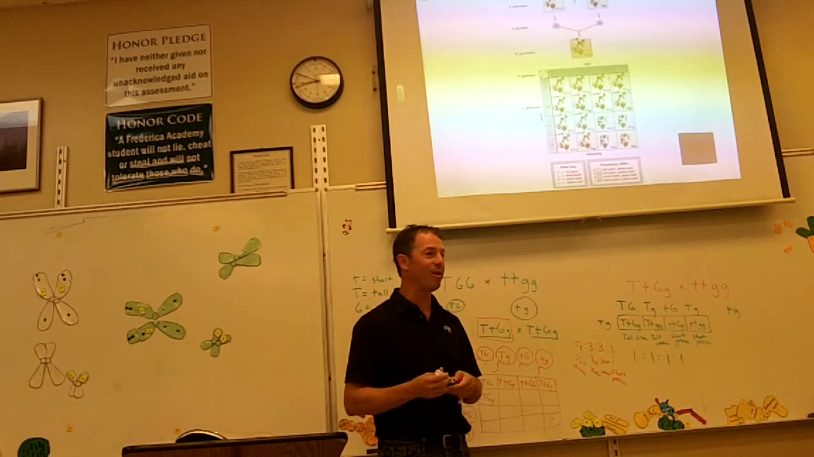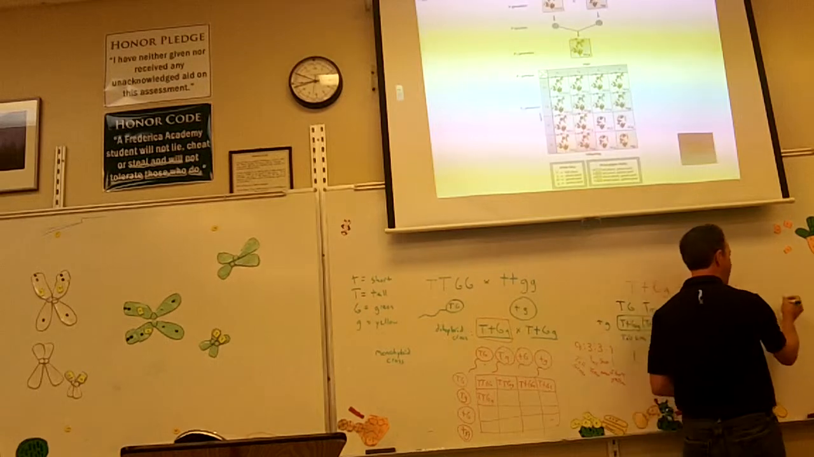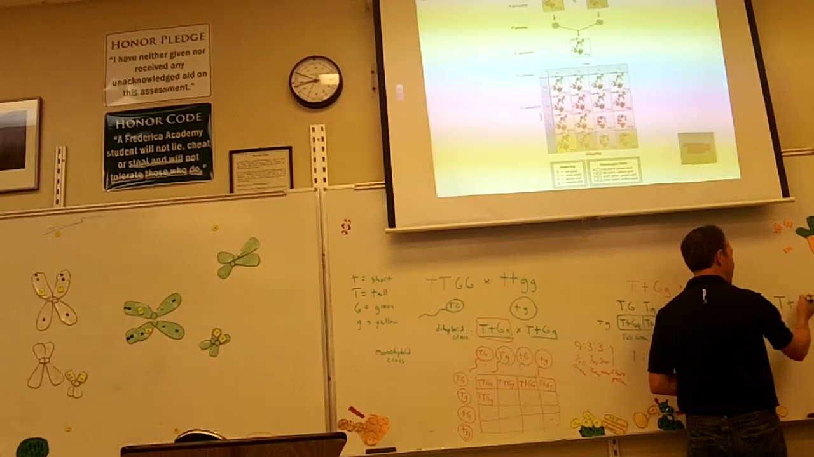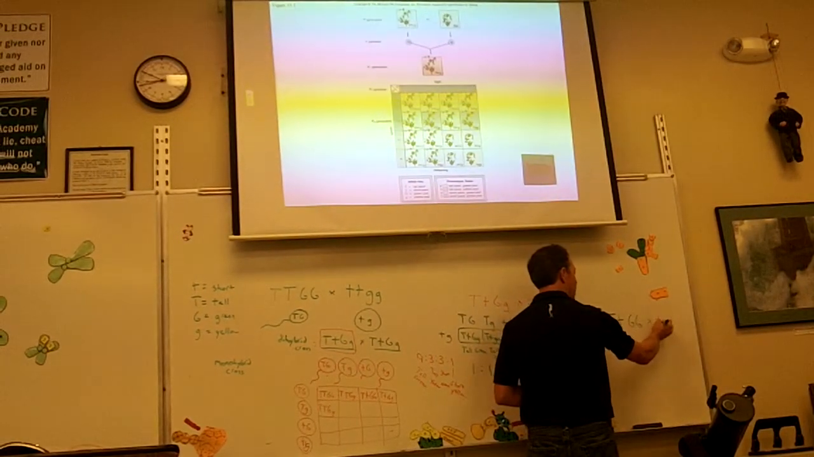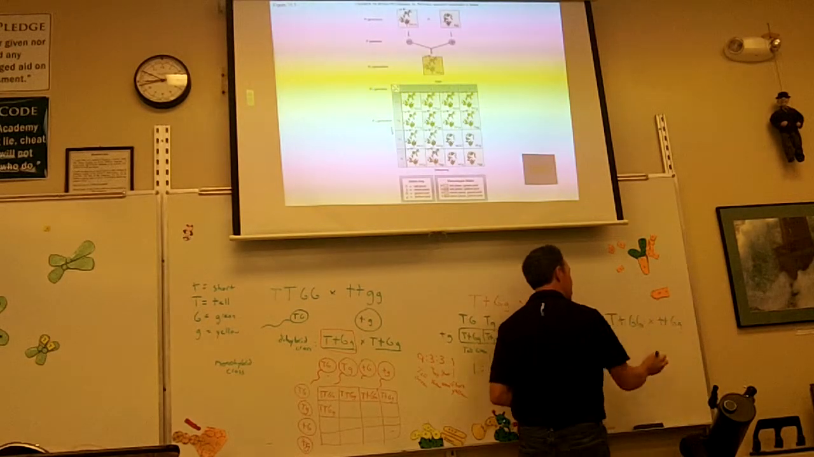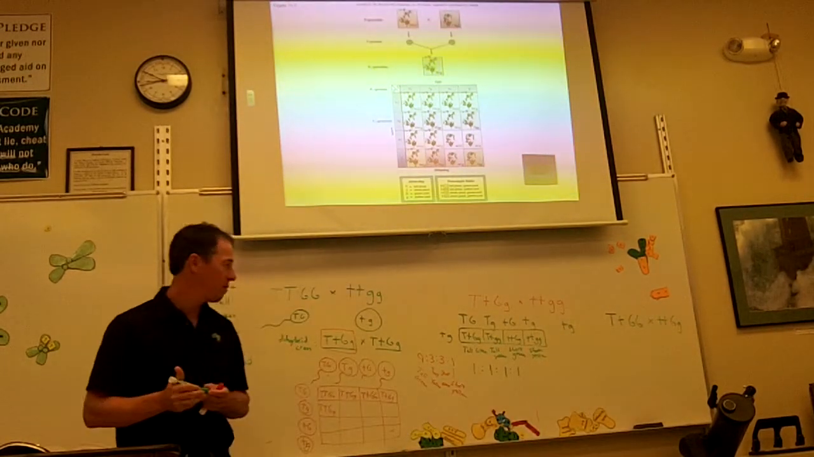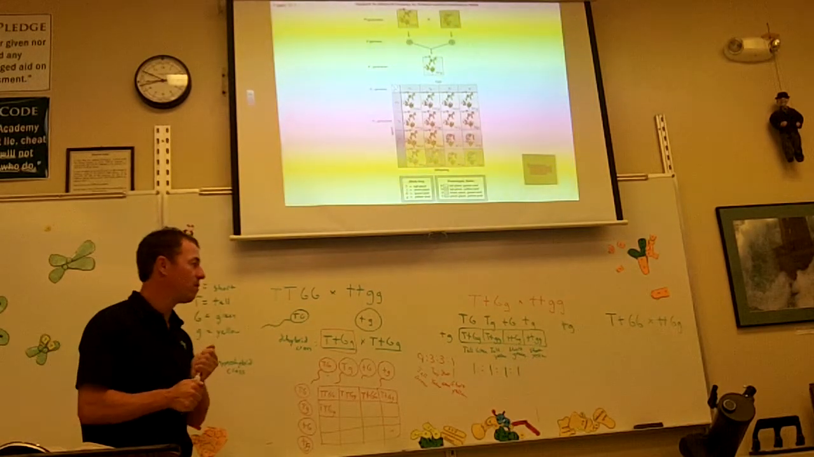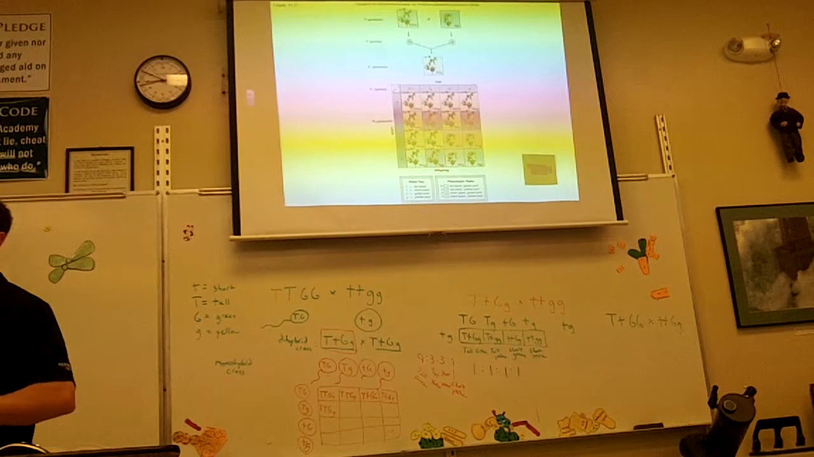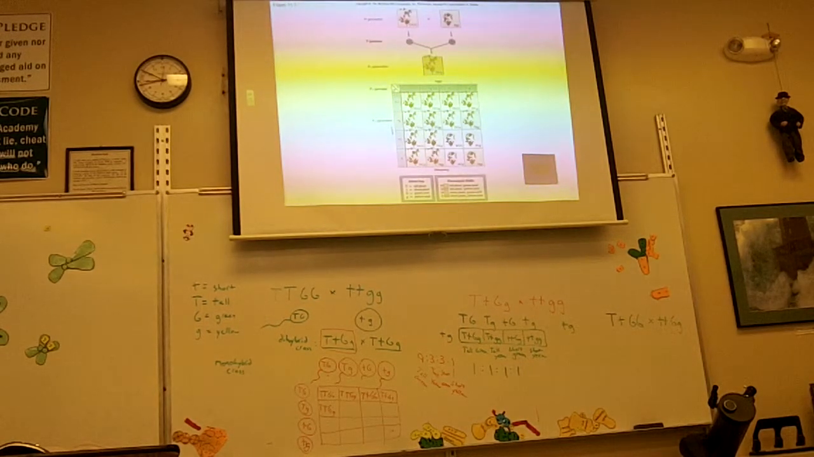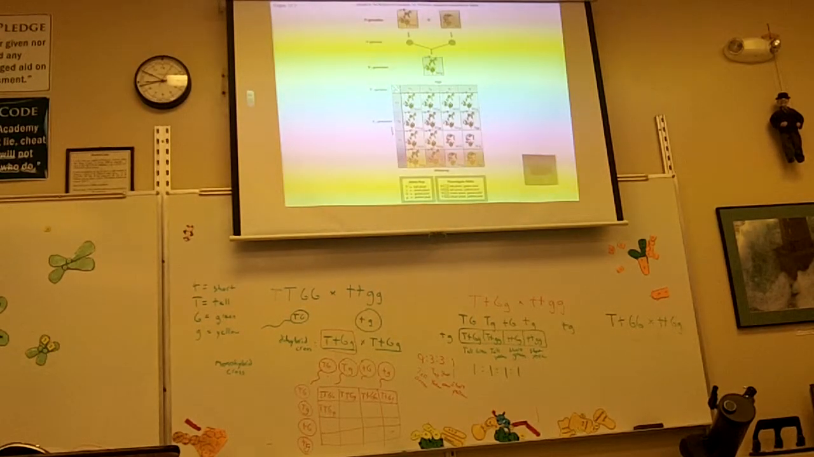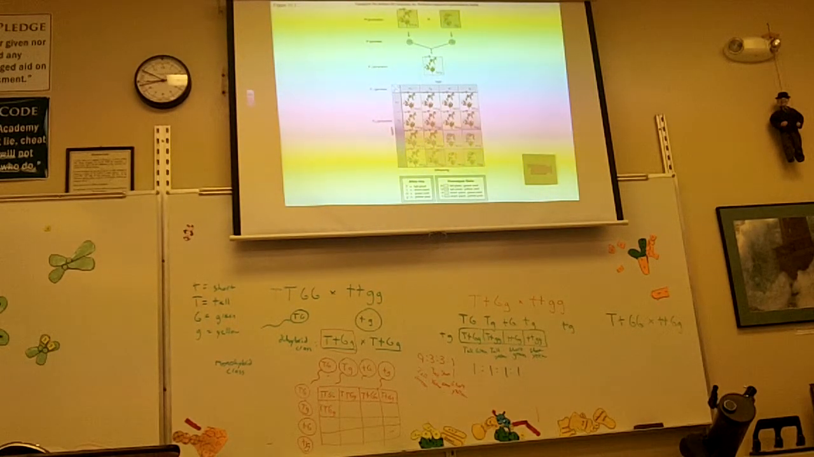Okay, you want one here that I won't help you on? Yeah. Here we go. Cross me a big T, little T, big G, little G with a little t, big G, little g. First, figure out the gametes. Then, do your cross.